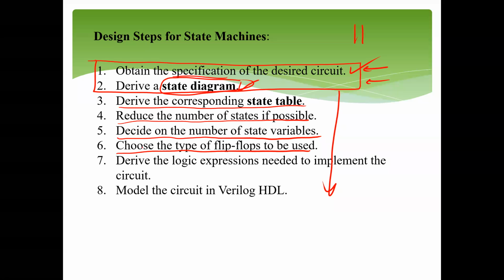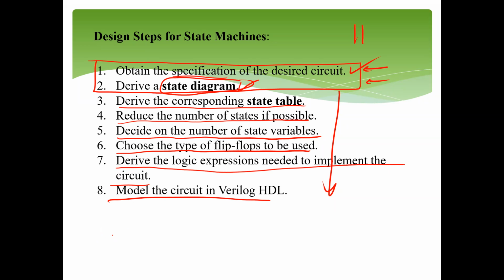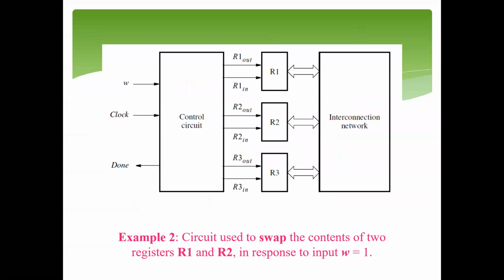And then choose the type of flip-flops you'll be using, either a D flip-flop or a JK or whatever. Write the state table. And then from that, derive the logic expression to implement the circuit using K-maps. After you get that, you can model your circuit in Verilog. Okay.